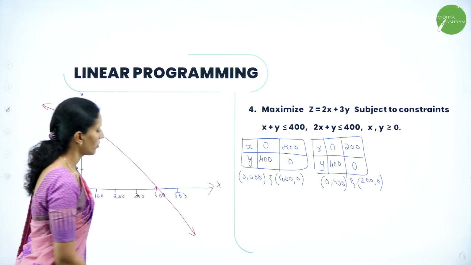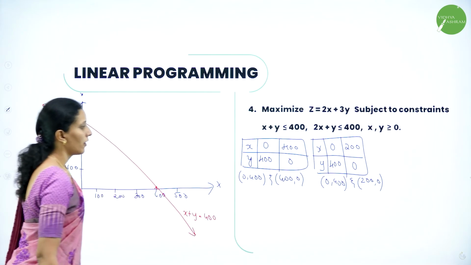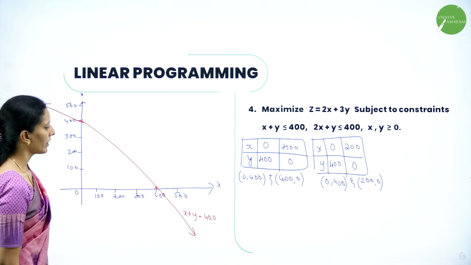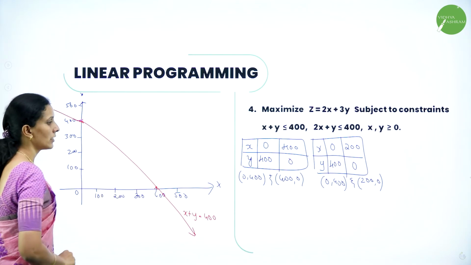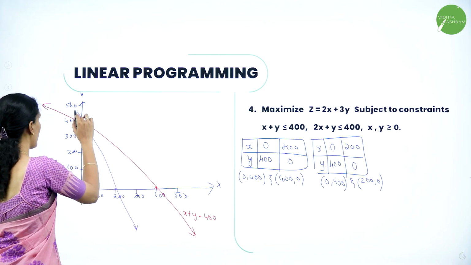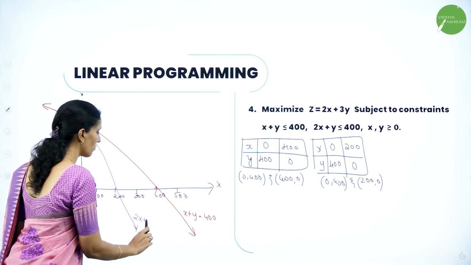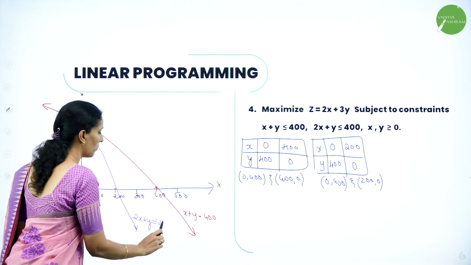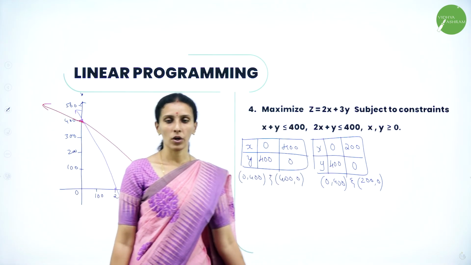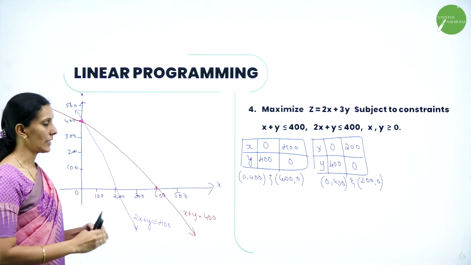Extend the line. What is the equation of this line? x + y = 400. For the next line, again the point is 0, 400 and we have 200, 0. So this is the straight line which passes through these. What is the equation of this line? 2x + y = 400. Now observe the inequalities, both are less than or equal to. Less than or equal to means the region lies below the lines.